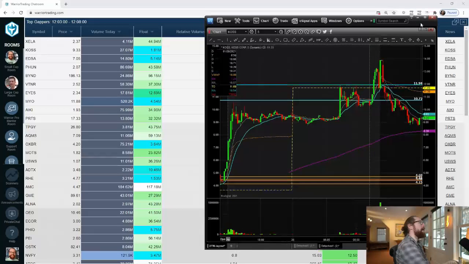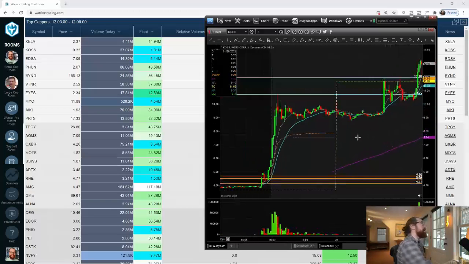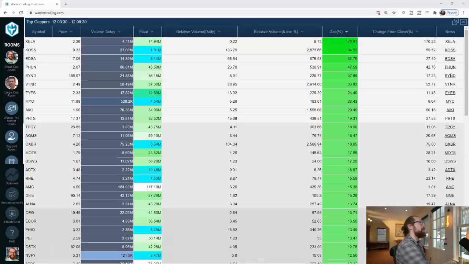So when I first sat down this morning and I opened my scan, I looked at the top 5 gappers, and COSM I was immediately interested in because I had seen that it had made this move yesterday. So I was actually already thinking about it this morning. I saw it was gapping up here in this column, 94%. I saw that the float was 1.8 million shares.